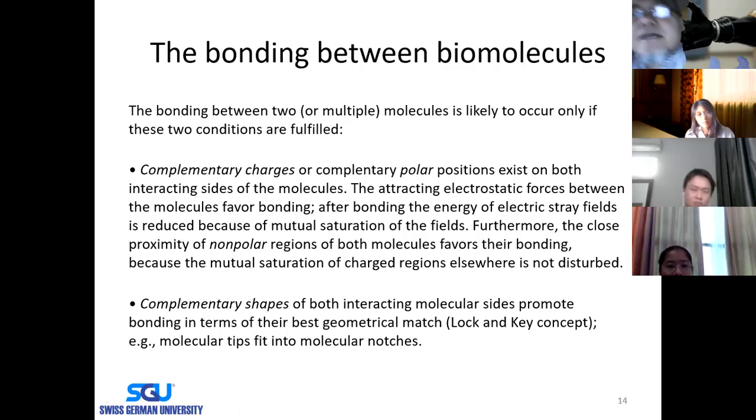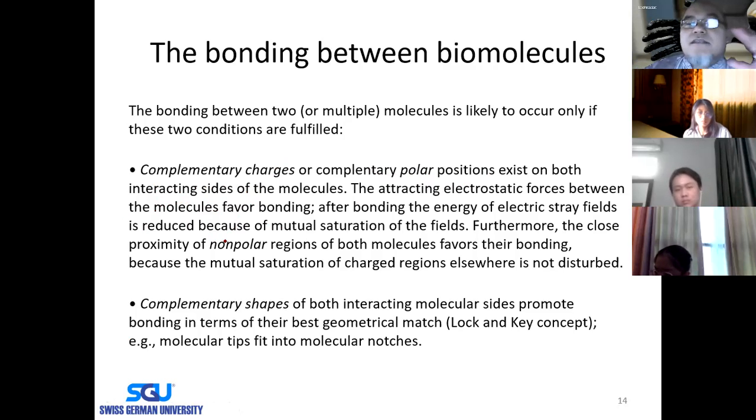So the bonding, as you maybe have learned also in biochemistry, and I think this semester you are learning enzyme biochemistry as well. The bonding between two or multiple molecules is likely to occur only if these two conditions are fulfilled. Complementary charges or complementary polar positions exist on both interacting sides of the molecules. Means one is positive, the other one is negatively charged. So the attracting electrostatic forces between the molecules favor bonding.